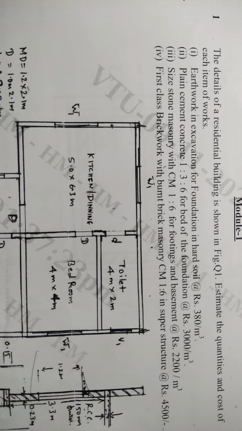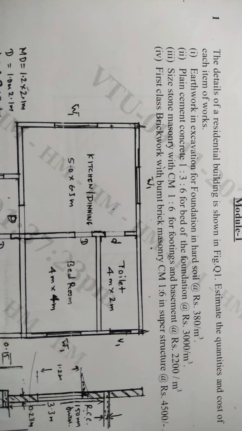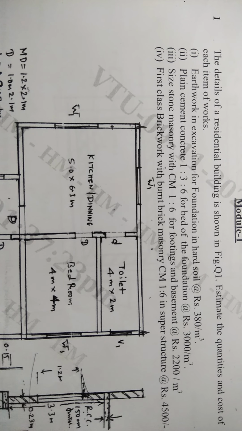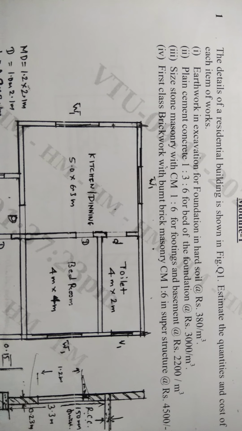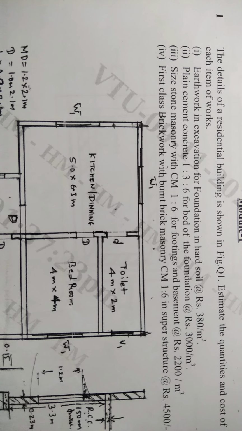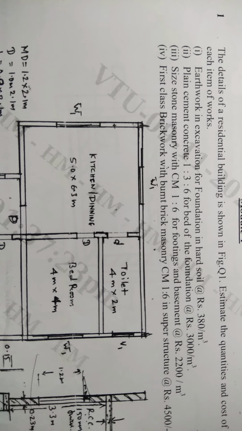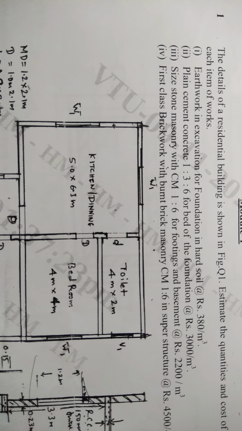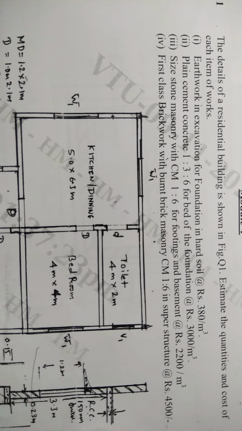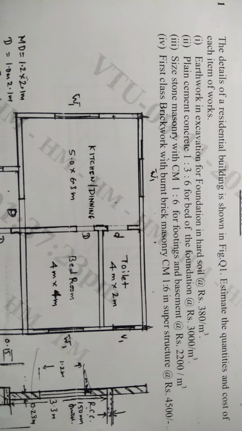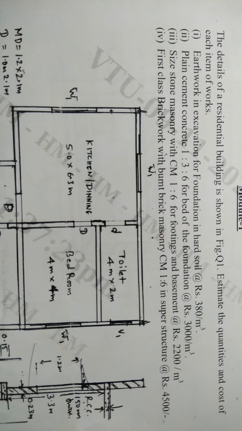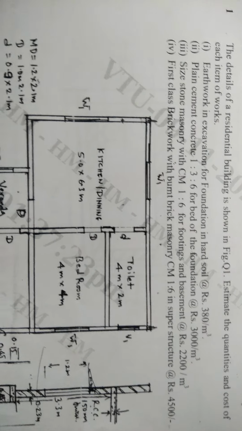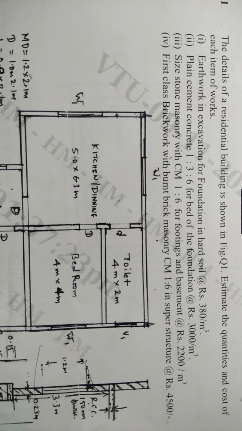Number 2. Plain cement concrete 1:3:6 for bed of the foundation at the rate of rupees 3000 per meter cube. Number 3. Size stone masonry with cement mortar 1:6 for footings and basement at the rate of 2200 per meter cube. Number 4. First class brickwork with burnt brick masonry cement mortar 1:6 in superstructure at the rate of rupees 4500. See, in the question, the details of the residential building has been given to you.